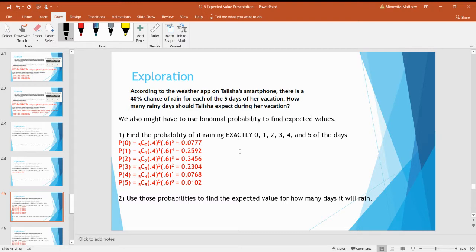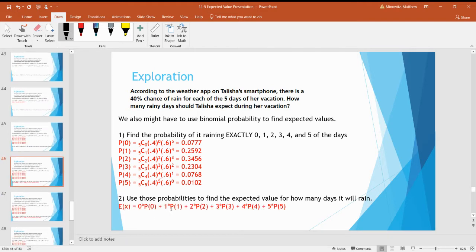There's the rest of them. Probability of raining 0, exactly 1, 2, 3, 4, and 5. And now we can use expected value. Okay, we know the probability of the event times the event, which is 0. Probability of 1 times 1 day of rain.